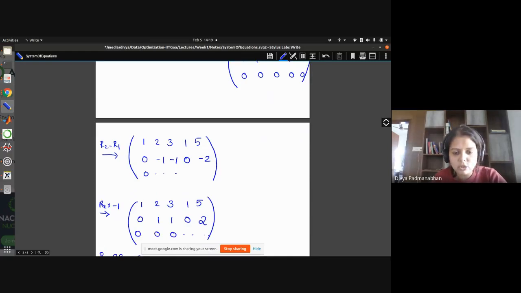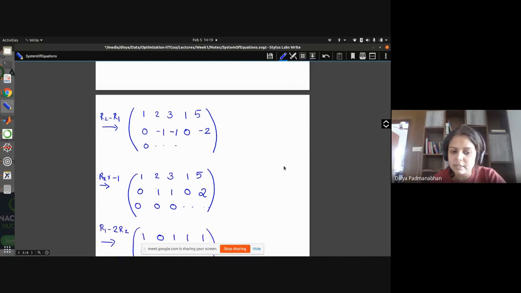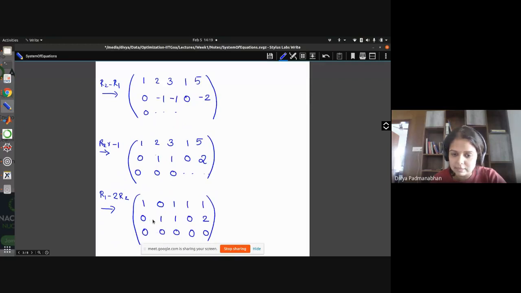Now the only thing is you have these entries here. You have a 1 here, and you want to make this one also 0. Everything else in that column, you want to make it 0. So the operation you would do is R1 minus 2 times R2, and that gives you this result. Is this as best we can do? Is there something better?